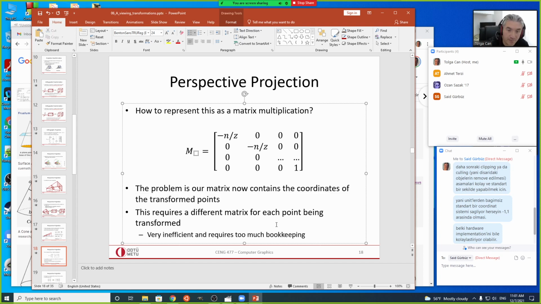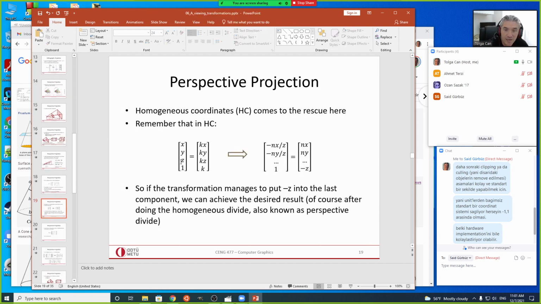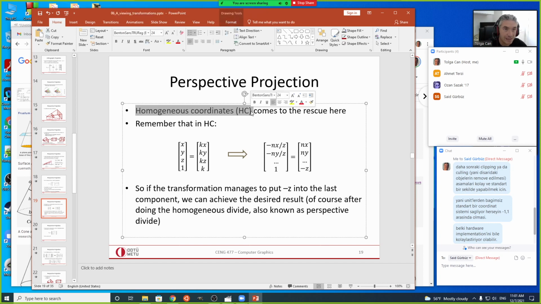Or you need a different matrix for each point. Form this matrix for every vertex separately, but it will make it very inefficient. So our goal is to have a single instruction, multiple data type of approach. In order to parallelize these things, we need to have a single matrix that we can apply to many vertices. So we need to have constant values here. And the way to do that is to use homogeneous coordinates. The homogeneous coordinates helped us to write translation as a matrix multiplication in the first place.